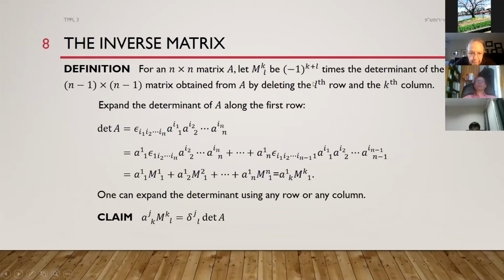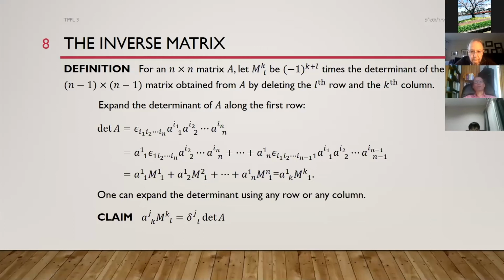Now we can go even a little further. We can go even a little further and compute the inverse of a matrix. We define the M_KL to be (-1) to the K plus L power times the determinant of the corresponding minor.